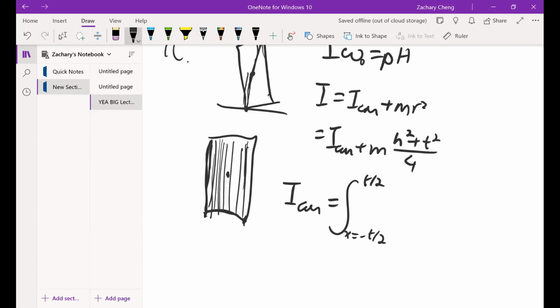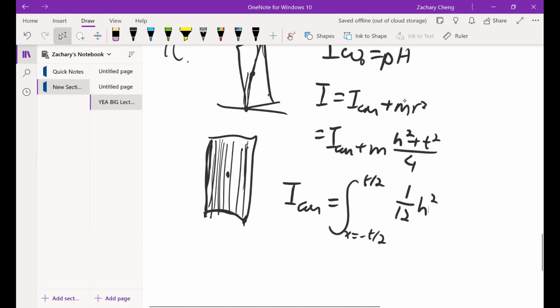And we can use the parallel axis theorem again for that. So the moment of inertia of this thin rod would be 1/12 m h squared. So h squared for now. And we have to add another value because of the parallel axis theorem again.